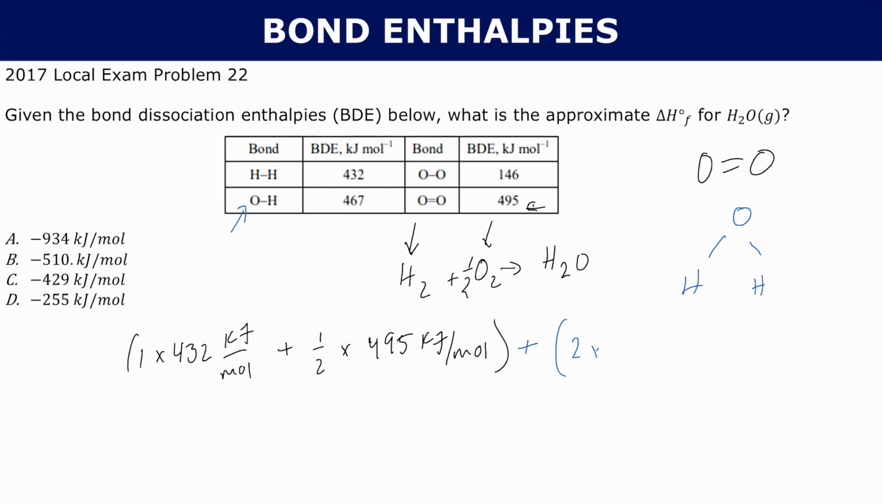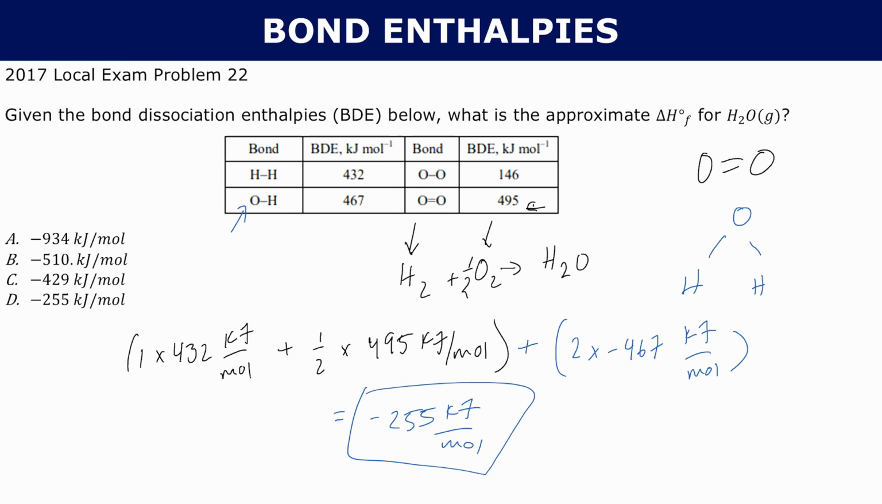So 2 times negative 467. Since you're forming those bonds, energy is going to be released. Kilojoules per mole. And if you go to add this all up, this comes out to negative 255 kilojoules per mole, which is answer choice D, and that is the right answer.